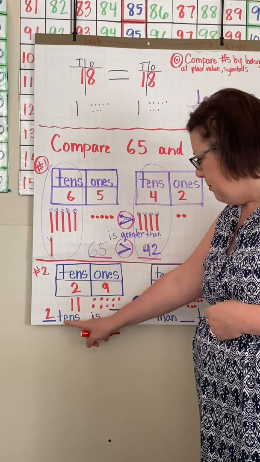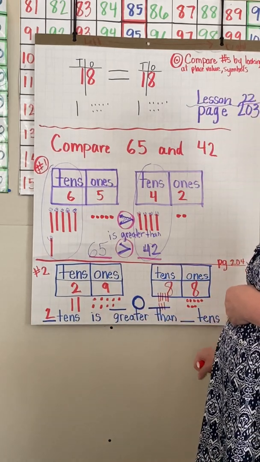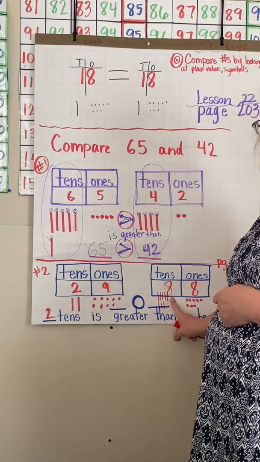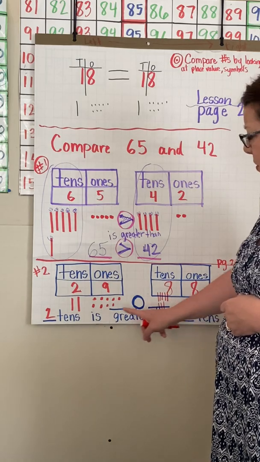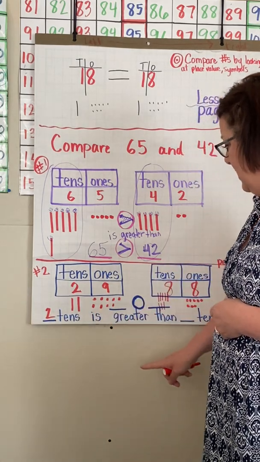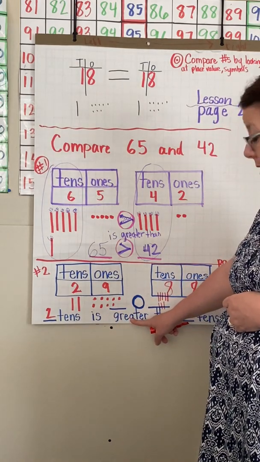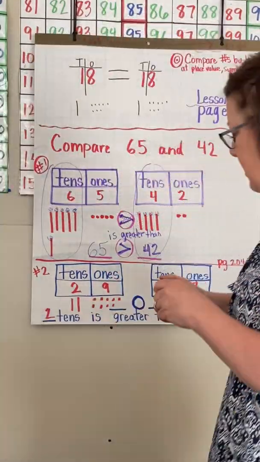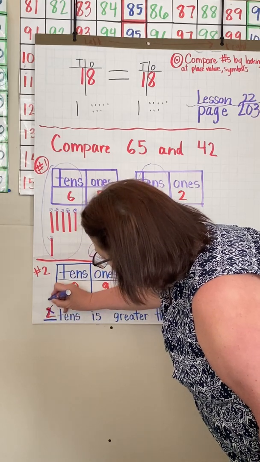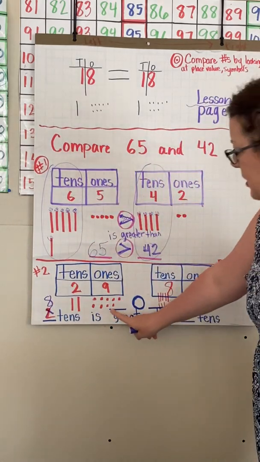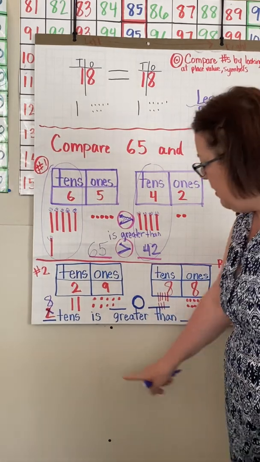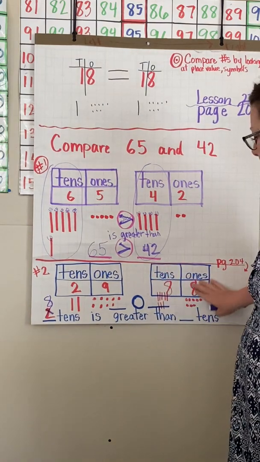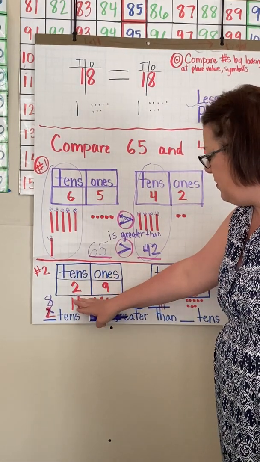It says blank tens is greater than blank tens. Is 2 tens greater than 8 tens? No. So what number needs to go right here if it said blank tens is greater or more than the other? You're right. I need to put the number 8 right here. That's why it's so important to read your words, okay? So 8 tens is greater. That's this number over here. 8 tens is greater than 2 tens.